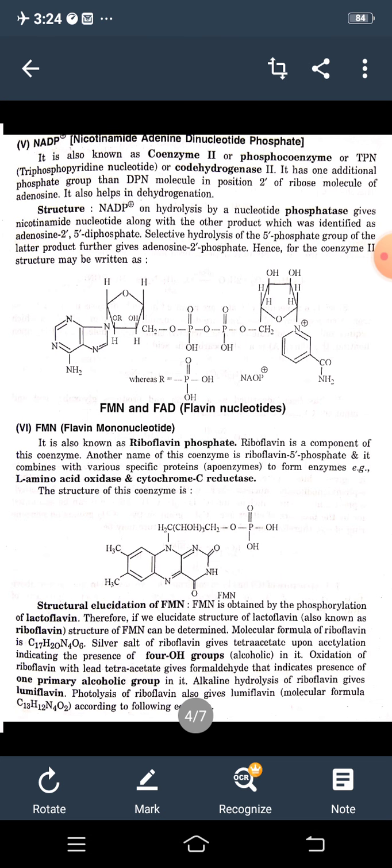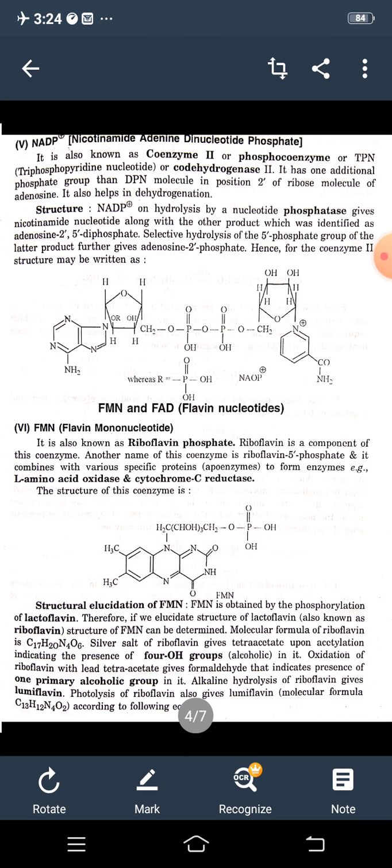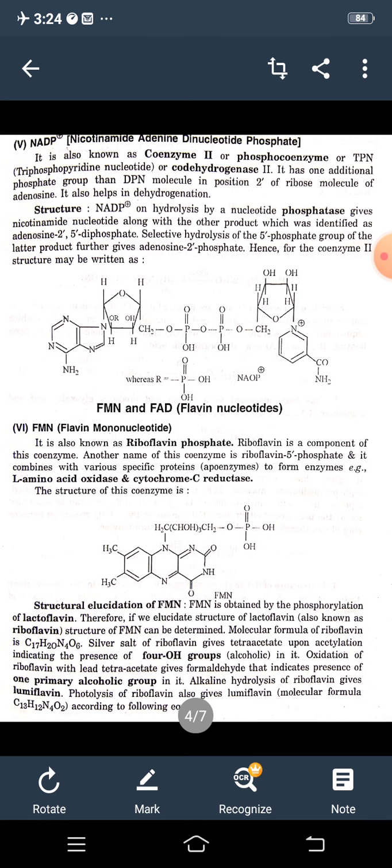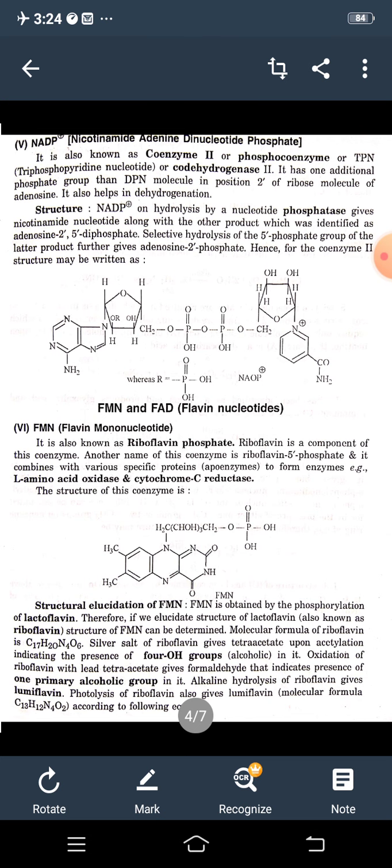So NADP plus on hydrolysis by a nucleotide phosphatase gives nicotinamide nucleotide along with other products, which was identified as adenosine 2',5' phosphate. Selective hydrolysis of the 5' phosphate group of the latter product further gives adenosine 2' phosphate. Hence the coenzyme second structure may be written as, so you can see in this the base ribose sugar here attached with phosphate, and then this adenosine unit is also joined.